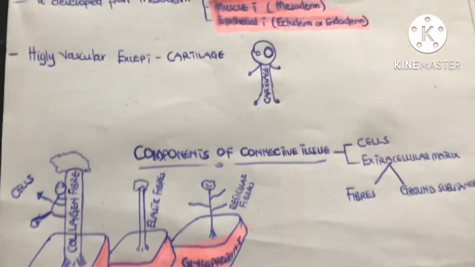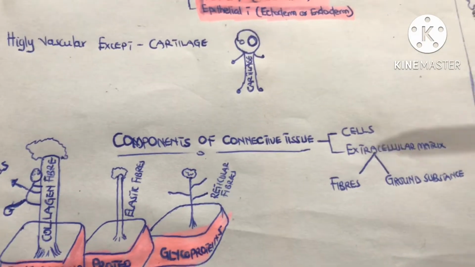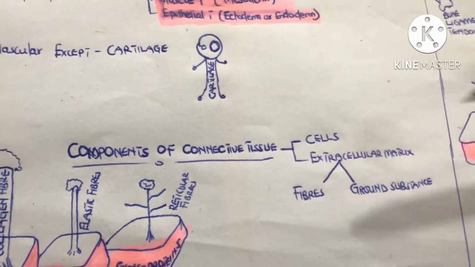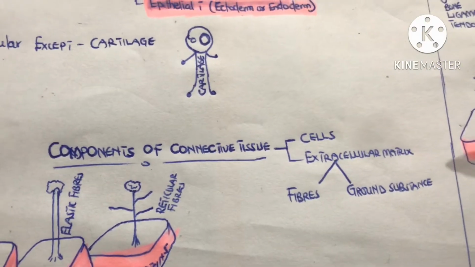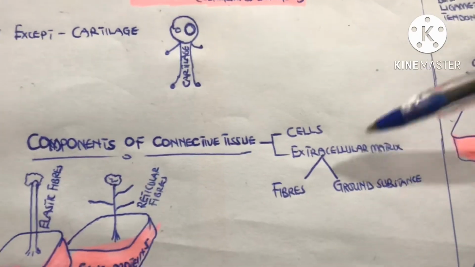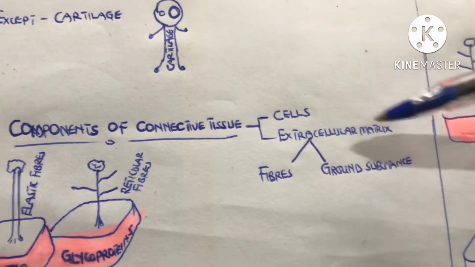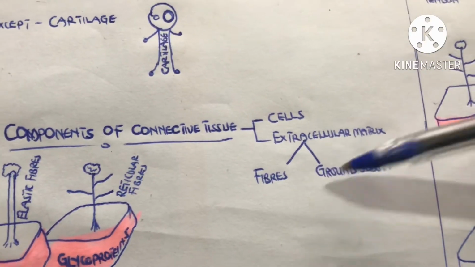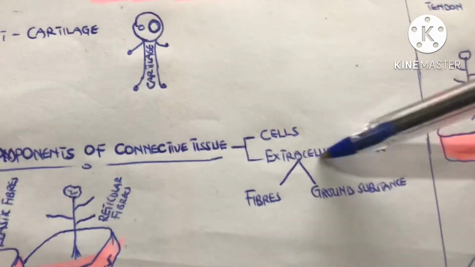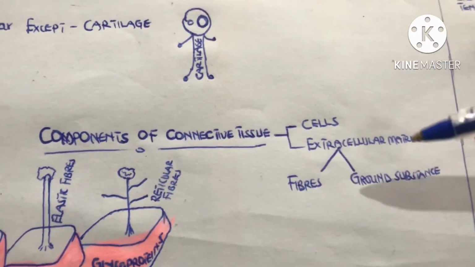So now guys, I want us to look at the components of the connective tissue, the things that make up the connective tissue. We have two: the cells, and the other things apart from the cells, called the extracellular matrix. And the extracellular matrix is divided into two: the fibers and the ground substance. The fibers and the ground substance together form the extracellular matrix. So the components are the cells and the extracellular matrix.